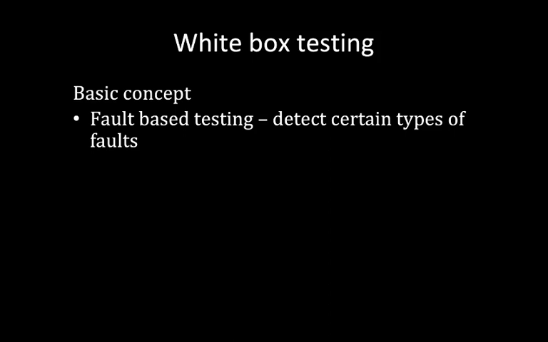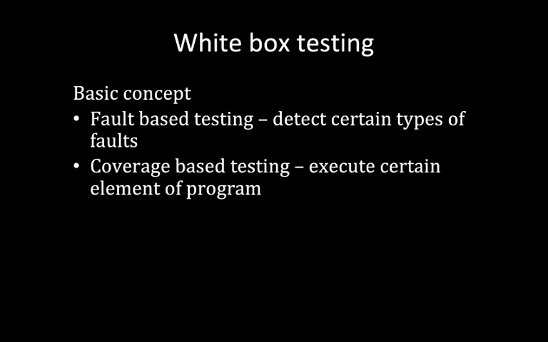White box testing can be of two types. One is fault based testing. Here we try to detect certain types of faults, and then it is known as fault based testing. Then there is coverage based testing. In coverage based testing we try to execute, or cover, certain elements of a program. So we have two strategies in white box testing: one is fault based testing and the second is coverage based testing.